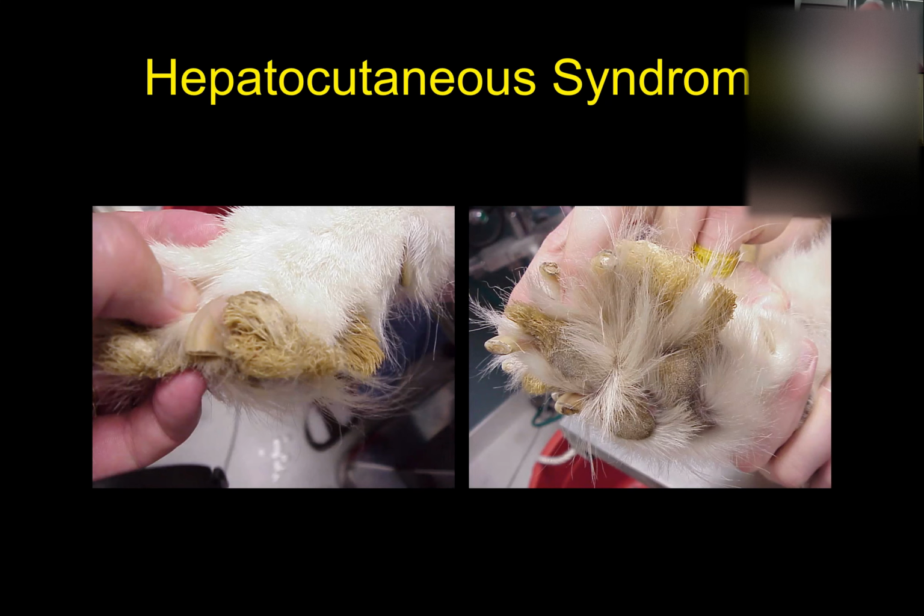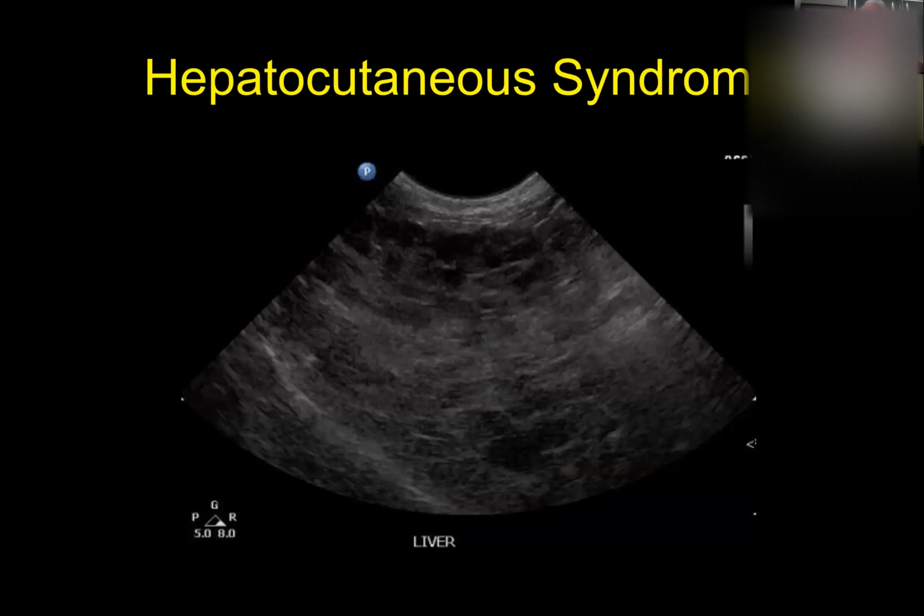Okay. And that should tell you we need to go look at the liver, because a weird thing that can happen in the liver that affects the skin is this condition called hepatocutaneous syndrome. And if you look at the liver, this is all liver here, and it looks like there are multiple nodules of various sizes all throughout the liver.